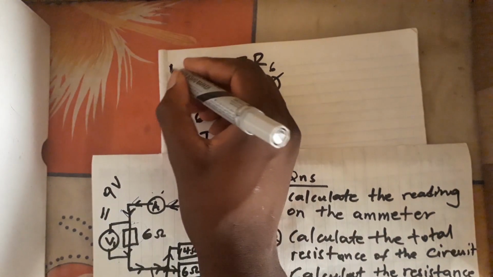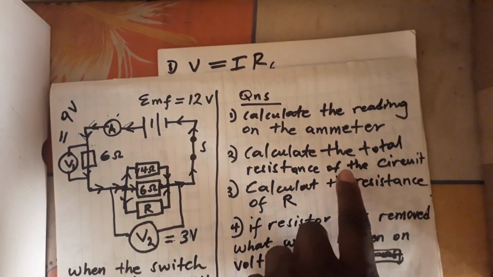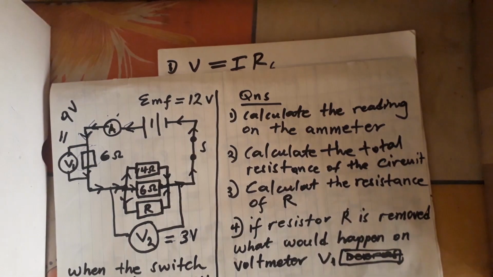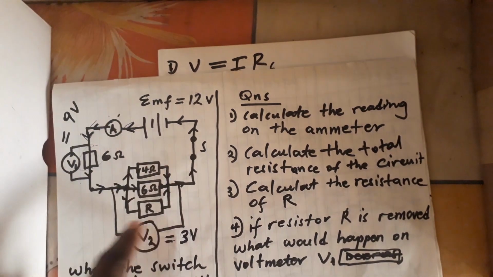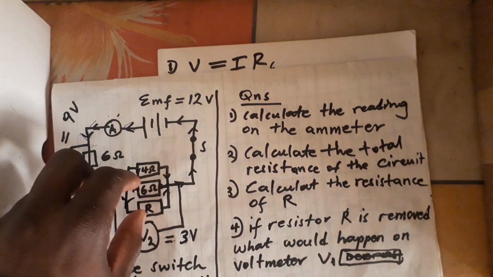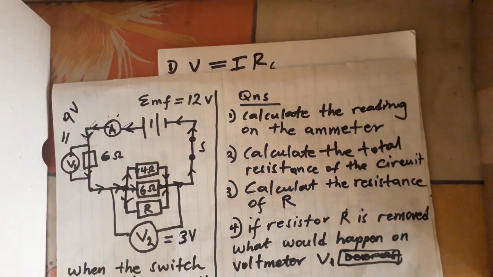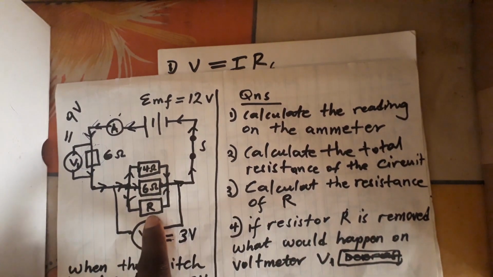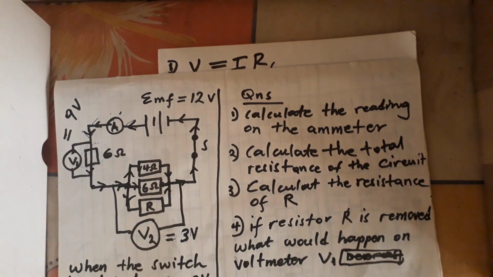So this is the first question. The second question, calculate the total resistance of the circuit. How are we going to calculate the total resistance? We must calculate the resistance in parallel connection, and then add the resistance in series with this one. But since we do not have the resistance of resistor R, that's going to give us a problem. However, we have another option that we can use in order to get this.